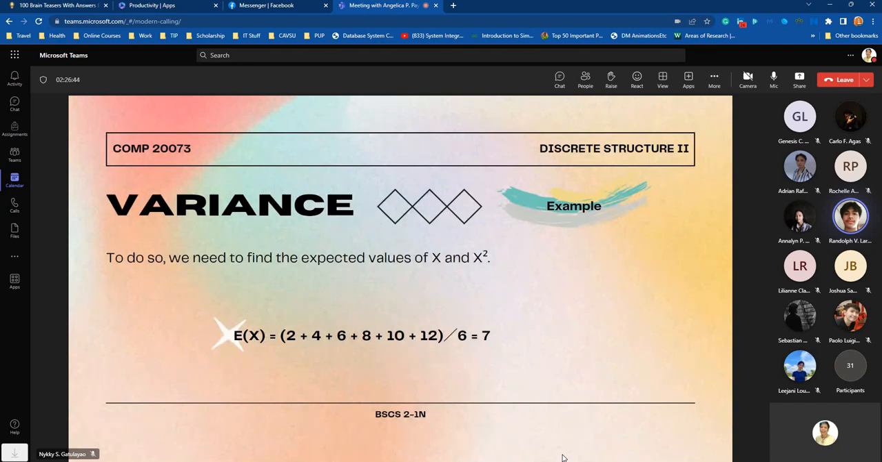Since it's a die, it has 6 possible outcomes. Since X of I and J is equal to 2i, the i is the number of outcomes of the die: 1, 2, 3, 4, 5, 6. So 2i gives 2, 4, 6, 8, 10, 12. Divided by 6, which is the sample space, is equal to 7.